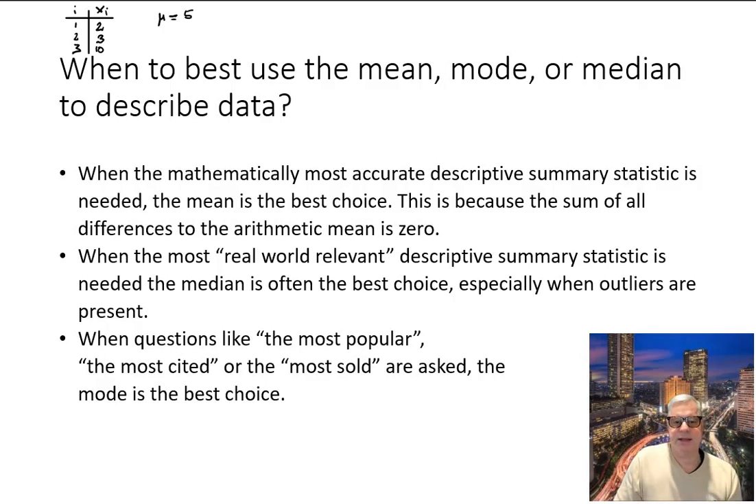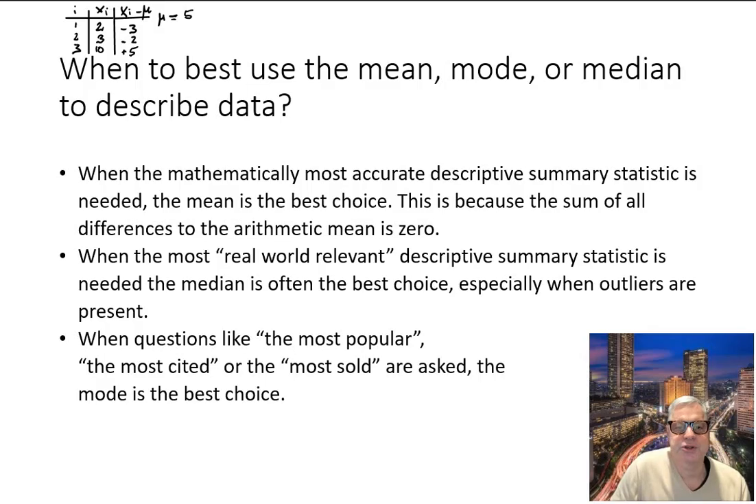So now when we say the sum of all differences to the arithmetic mean is 0, just consider what happens if we add another column and we subtract from each observation the mean. So xi minus the mean of 5. So then we have 2 minus 5, that's negative 3. Then 3 minus 5, negative 2. 10 minus 5, positive 5. So you see those differences, negative 3 plus negative 2 is negative 5, plus 5. Those differences are equal to 0.